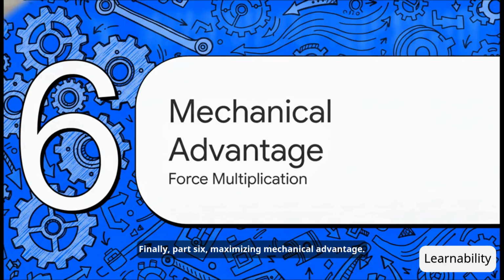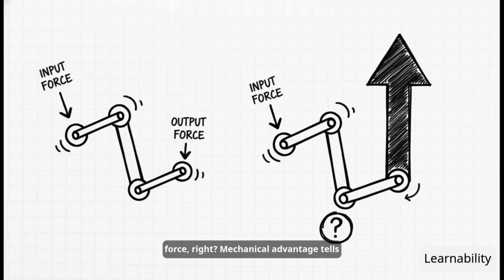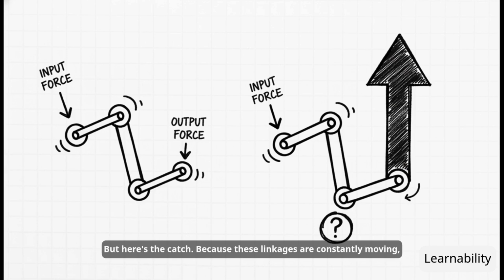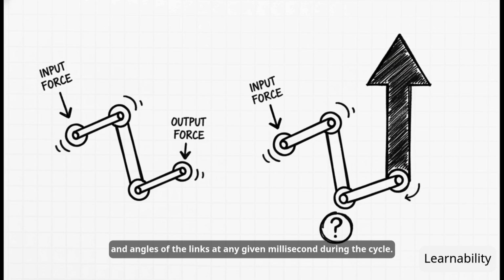Finally, part 6, maximizing mechanical advantage. Let's talk about the real muscle of a machine, power and force. I mean, the whole point of building these things is to multiply force, right? Mechanical advantage tells us exactly how much output force we get for our input effort. But here's the catch. Because these linkages are constantly moving, this isn't some fixed number like you'd get from a basic seesaw. The mechanical advantage is actually fluctuating wildly, depending on the exact geometry and angles of the links at any given millisecond during the cycle.